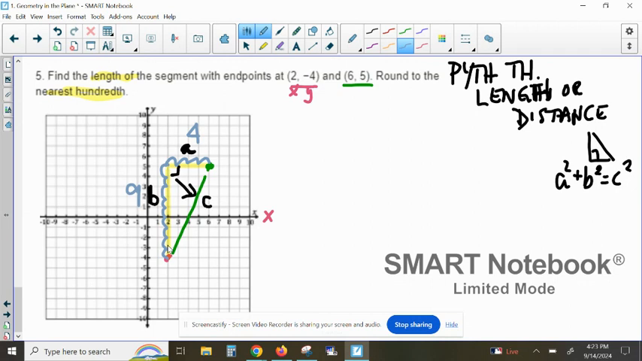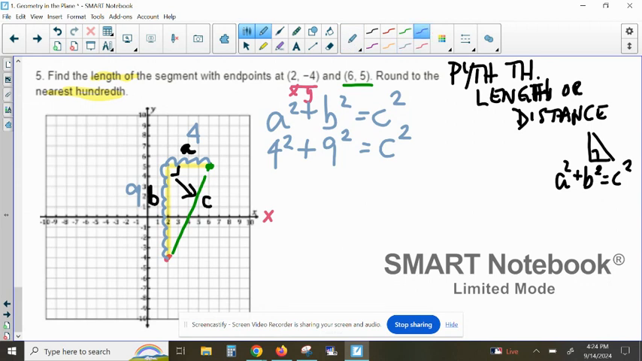Let's go ahead and write our formula. A squared plus B squared equals C squared. And I'm going to plug in my values, my substitution property. My A is 4. Don't forget your squared. Plus my B is 9. Don't forget your squared. Equals my C. I do not know that, that's my green segment that I'm actually looking for. So I'm going to go ahead and solve this.